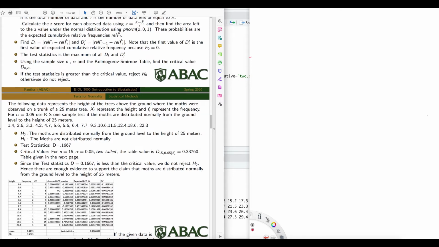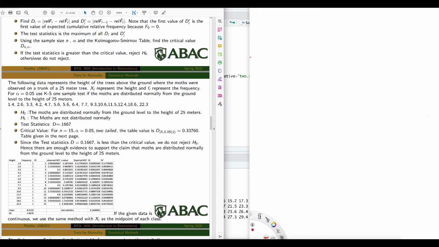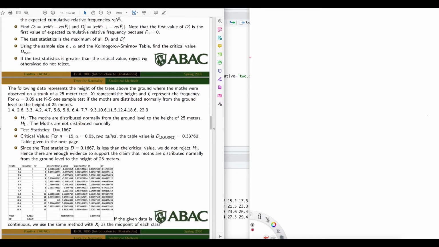Okay, so after you do that, to find out the test statistic, what you do is you find out the maximum of those two columns. So what number is the maximum of all these? The maximum on this column is 0.11, and on this column the maximum is 0.16. So the overall maximum of these two columns is 0.1667. That's how you find out the test statistic.